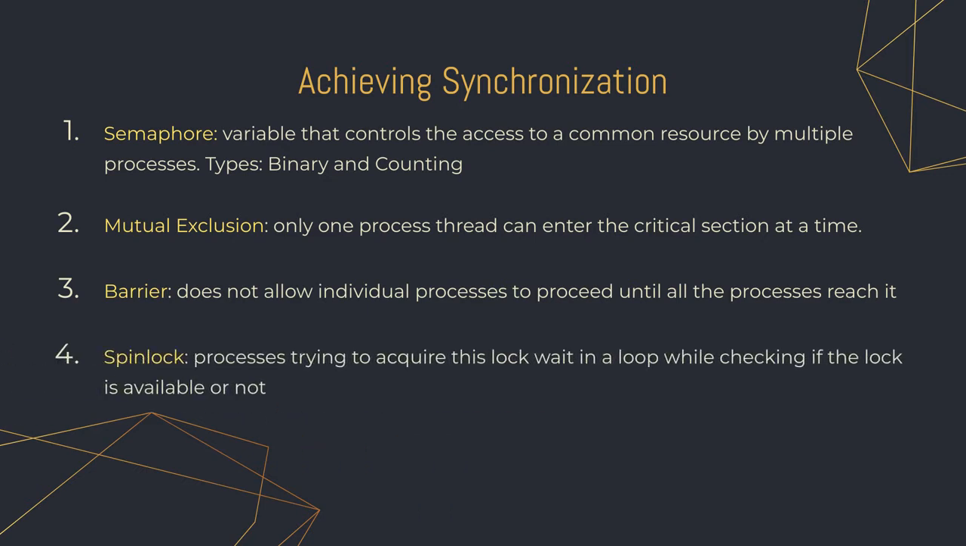Finally, we have spin locks. This is also a type of lock. The process trying to acquire this lock will wait in a loop, constantly checking if the lock is available or not. So this is known as busy waiting because even though the process is not doing anything, it's still repeatedly checking to see if the lock has been opened. Once it has, it gains access to the critical section of the code. And the problem with spinlock obviously is the high CPU utilization because of the constant looping and checking to see if the lock is open.